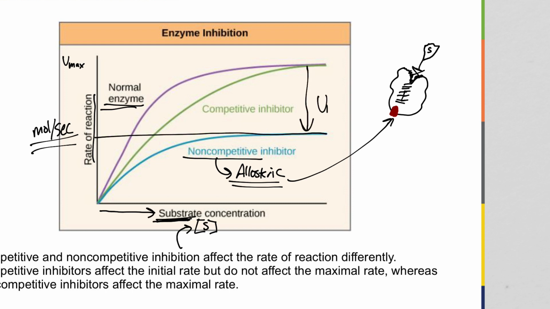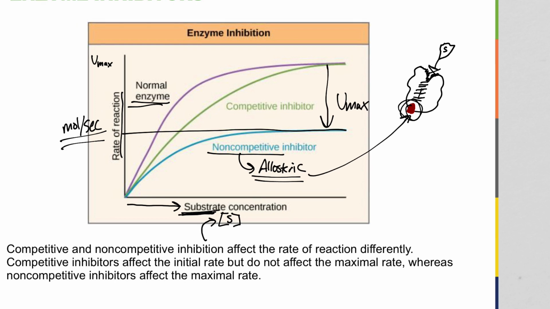That decrease in Vmax is because when this non-competitive or allosteric inhibitor is bound, the enzyme is non-functional. It's out of commission. It doesn't matter how much substrate you add because they're not competing for the same binding site. So it's not that same probability interaction like it was with the competitive inhibitors.